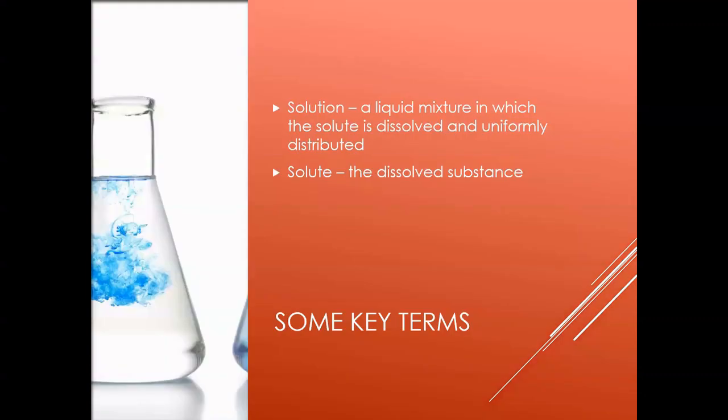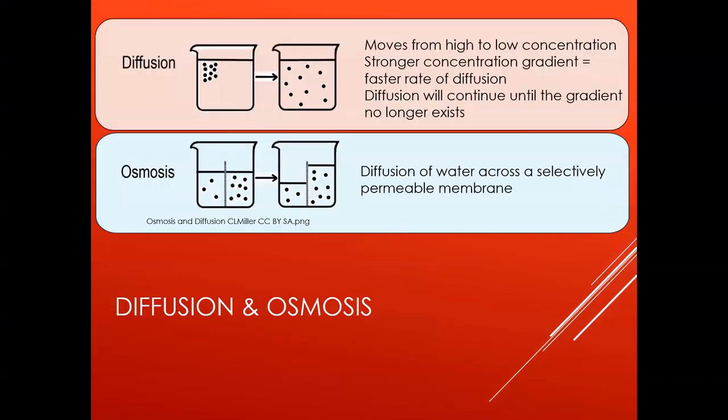We're talking about things like solutions, obviously. A solution is a liquid mixture in which the solute is dissolved and uniformly distributed. The solute is the dissolved substance, and the solvent is what we're dissolving it into. So when we talk about diffusion, we're talking about things moving from high to low concentration. The stronger the concentration gradient, the faster the rate of diffusion, and diffusion will continue until the gradient no longer exists. You can think about dropping some food coloring into water and watching it spread out.